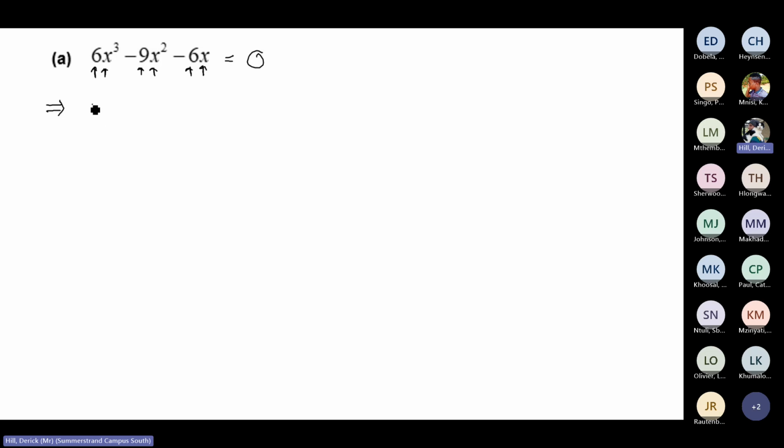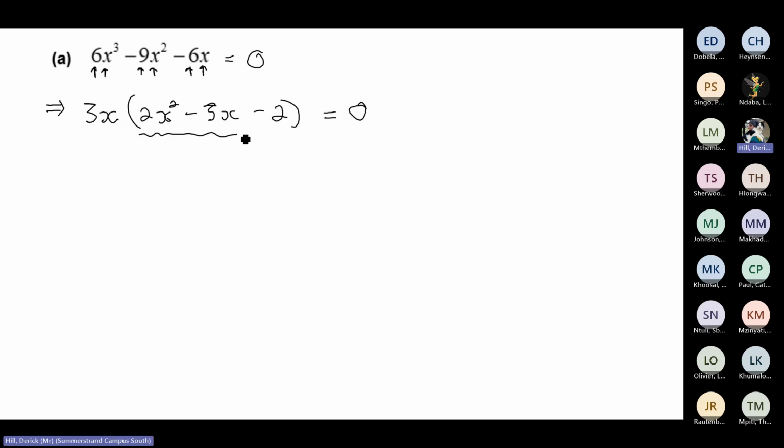Right, so we're going to pull out a common factor, and we said there's a 3 and an x. That means I'm left with 2x squared over here, minus 3x over here, and minus 2 over there, and that is all still equal to 0. Now we want to, guess what? Factorize this trinomial over here. We've got 2x squared minus 3x minus 2.